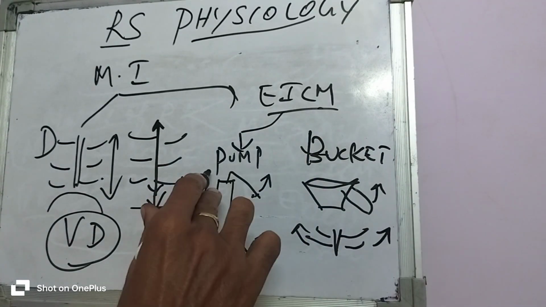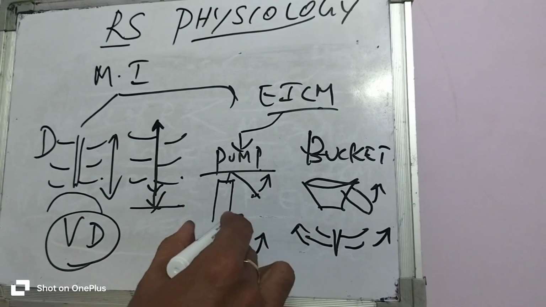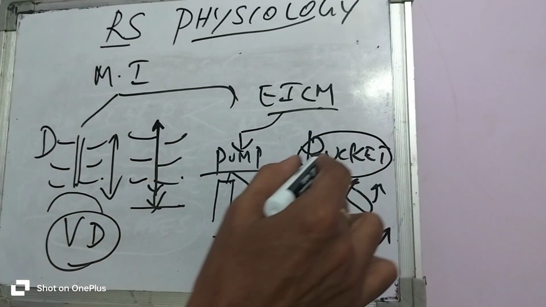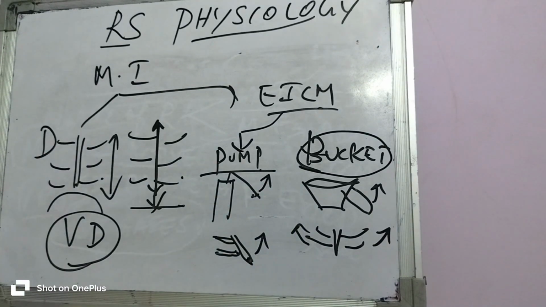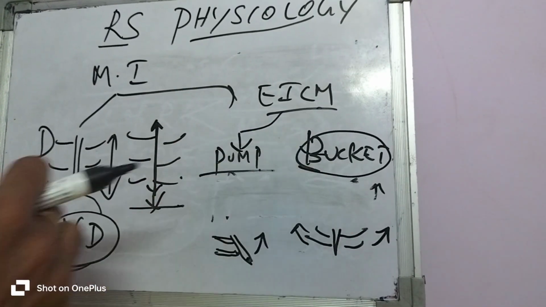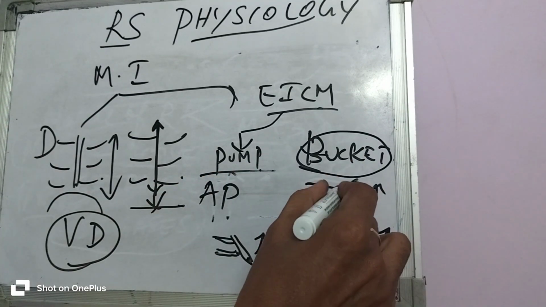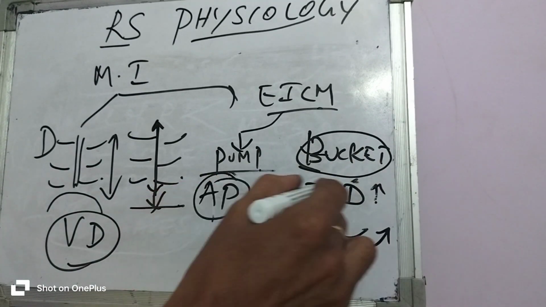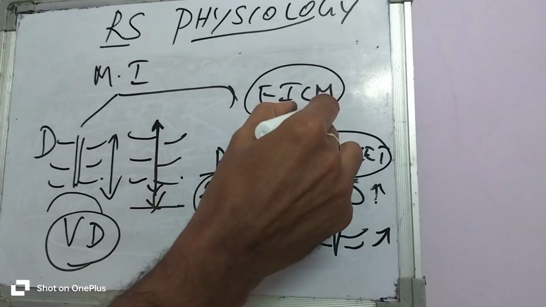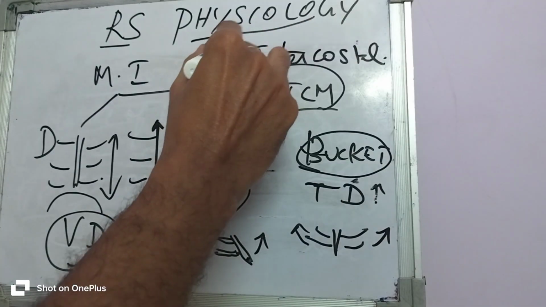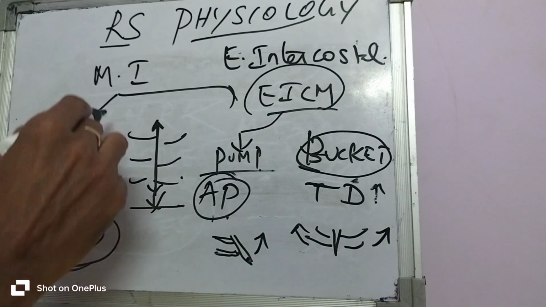The pump handle movement increases the anteroposterior diameter, and this bucket handle movement will increase the transverse diameter. So two diameters are increased: one is the anteroposterior diameter, and the other is the transverse diameter. So the AP diameter and transverse diameter are increased by the contraction of the external intercostal muscle, and the vertical diameter is increased by the diaphragm.